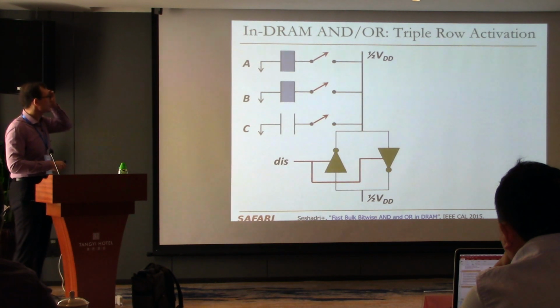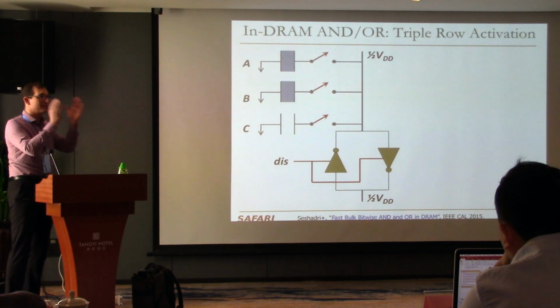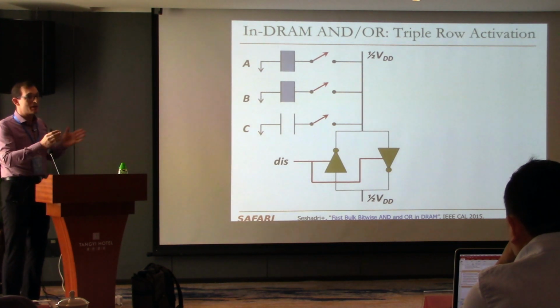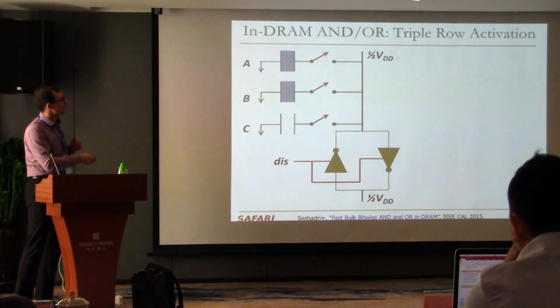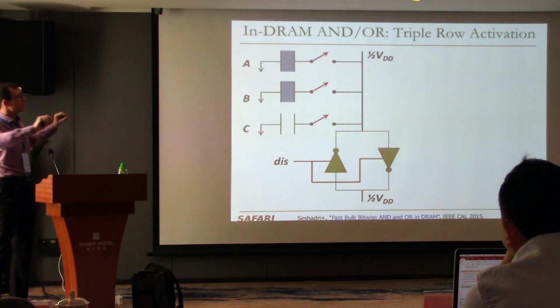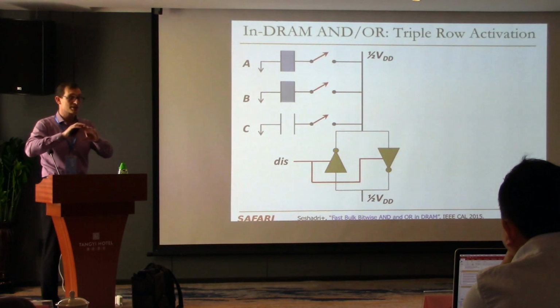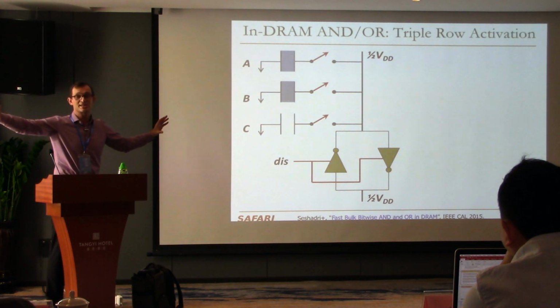I'm going to reference the work. Essentially, the idea is if you can activate 3 rows concurrently, you can do computation. So I'm showing you examples of 3 cells over here, 3 bits. But imagine that these cells are part of a row, 8 kilobytes. And imagine that there are 1,000 rows, 1,000 different subarrays where you can do this in a single DRAM chip.